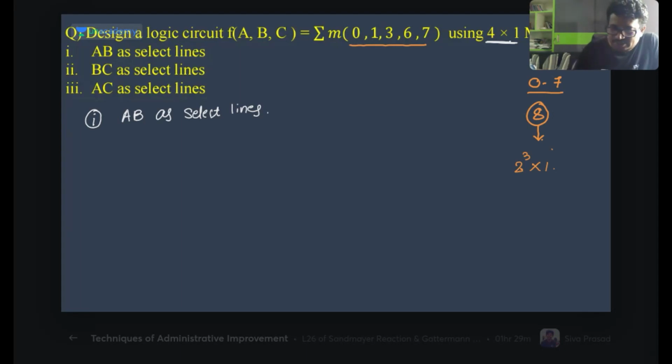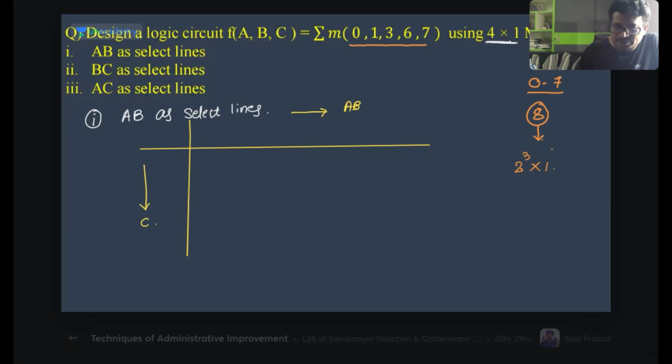Since AB are the select lines, I can take this AB here. First, what combinations can we take now? We'll form one table here, horizontally and vertically. Now here we can take the AB combinations, and vertically we are taking the C combinations.